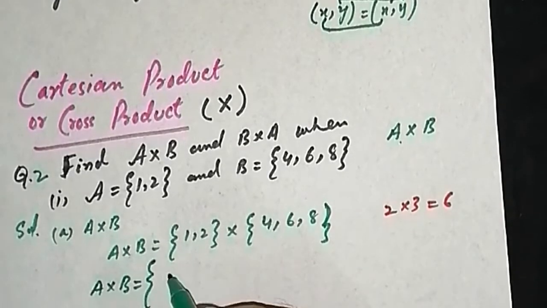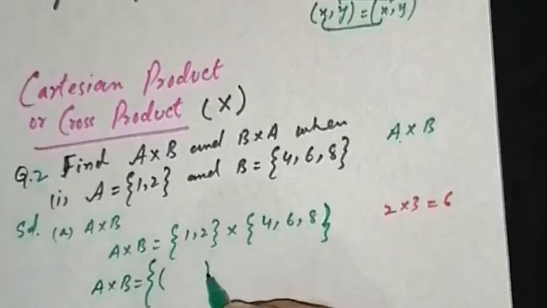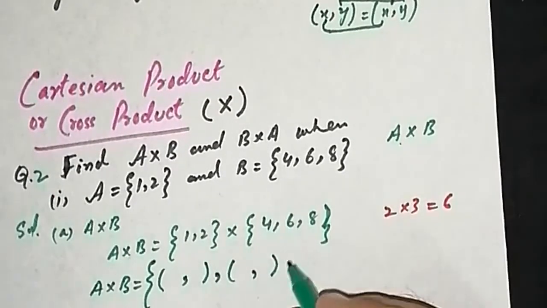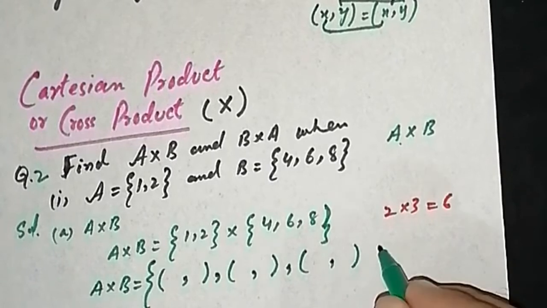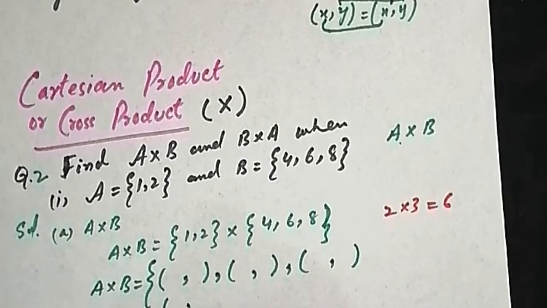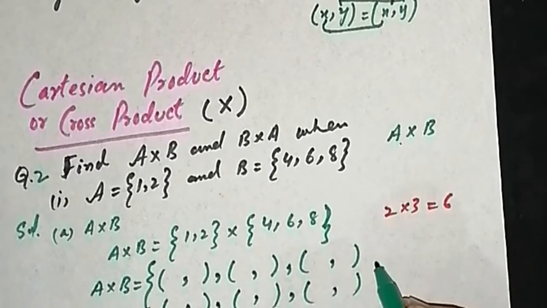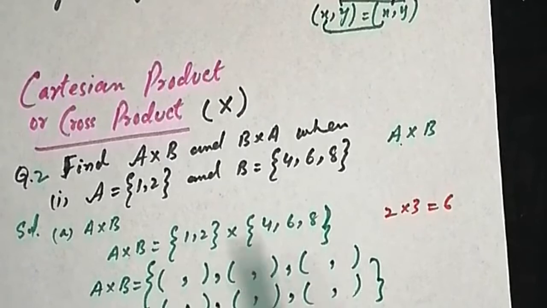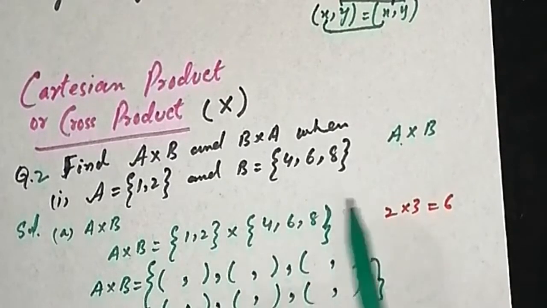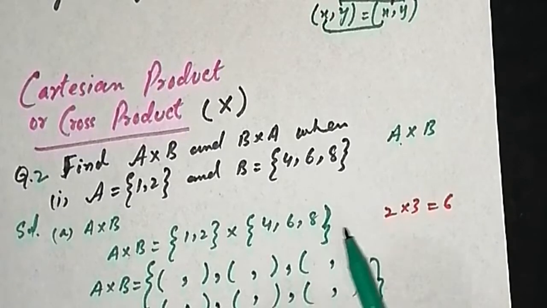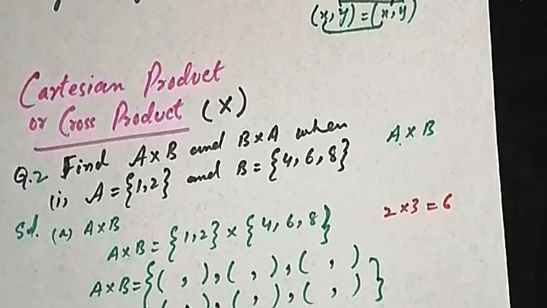by inner set, A, 1 comma 2 comma 3, 4, 5, 6 and close the set. Here we use the formula, the number of elements inside A is 2, the number of elements inside B is 3, so 6. So we can make a structure of this part.